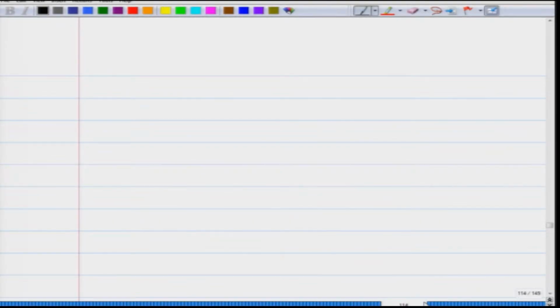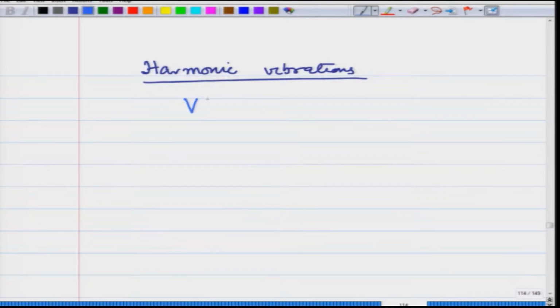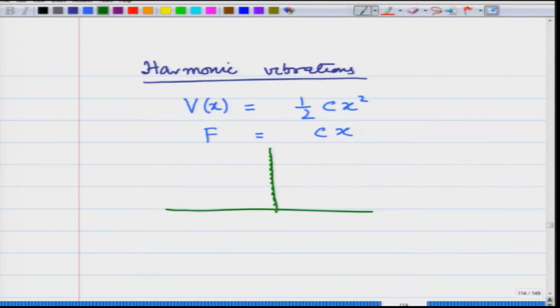So far what we have considered are what is called harmonic vibrations or harmonic effects, in that we have considered the potential between two atoms to be varying as x square and the force between two atoms to be proportional to the displacement between them. If I were to plot them, the harmonic potential looks like this.